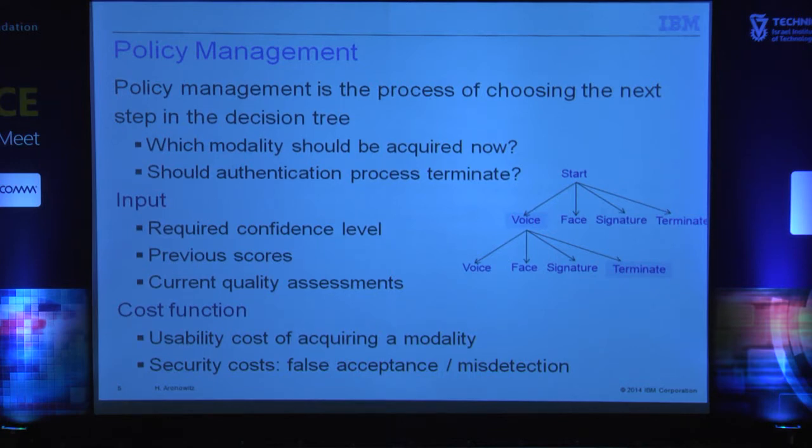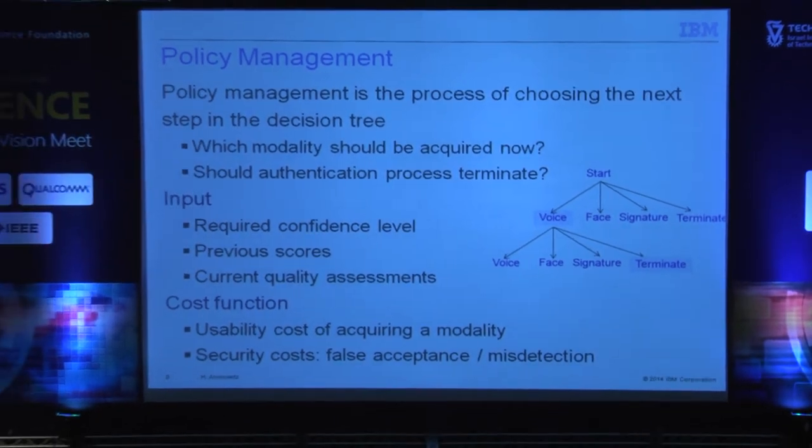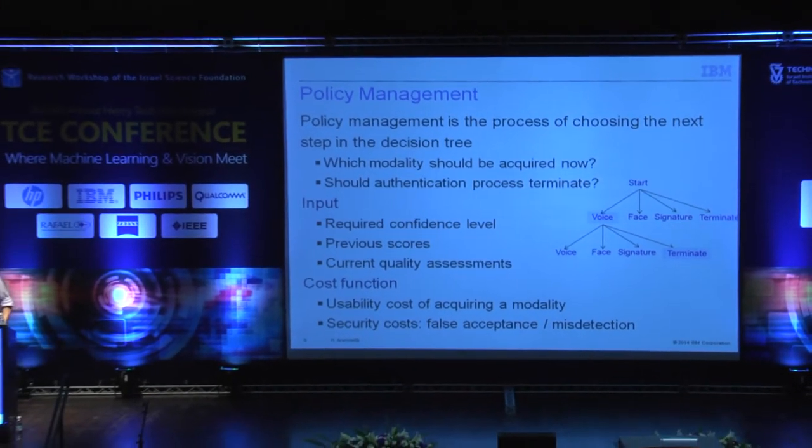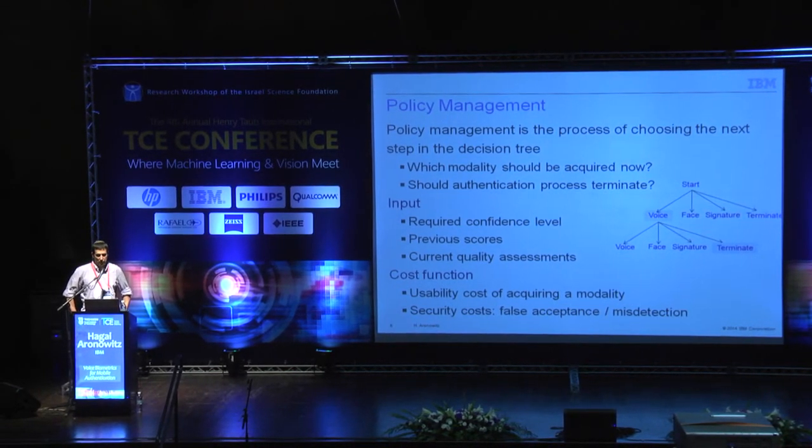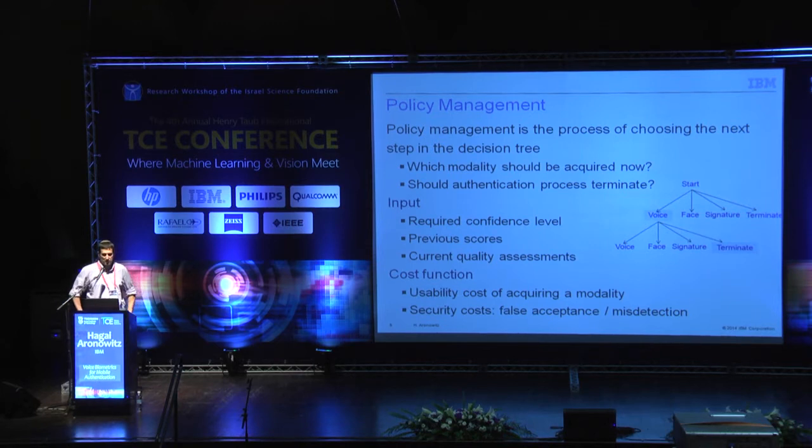The input for this process is the required confidence level, because different applications require different confidence and security levels, and also previous scores from previous authentication attempts and the current quality assessments. The way that a policy manager makes this decision is that it tries to optimize some cost function, which is combined of two types of costs. The first one is a usability cost of acquiring a modality, and the second one is a security cost, either of having a false acceptance or misdetection. And so the policy manager is supposed to predict what is going to be in the future and try to optimize.